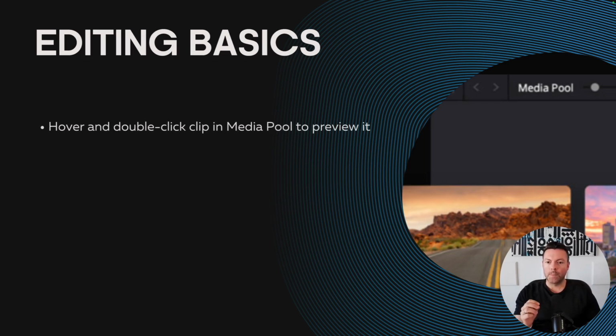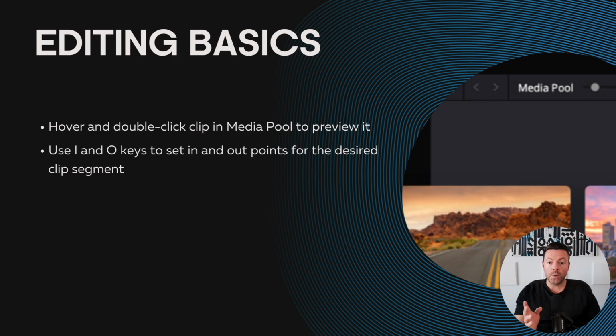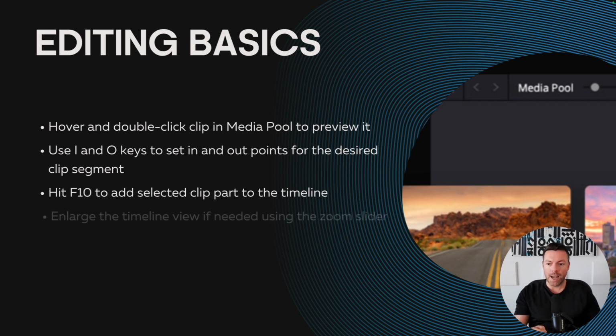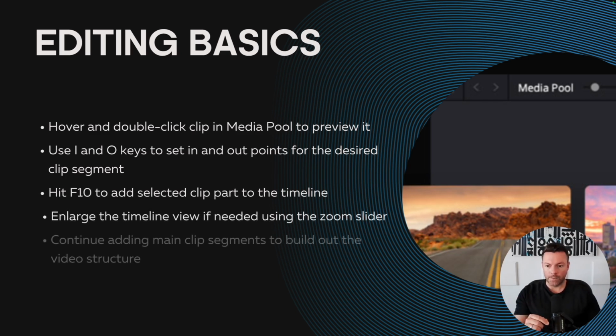Okay, let's talk about some editing basics now. So you want to hover and double click in media pool to preview the video. Use I and O keys to set in and out points for the desired clip segment. Hit F10 to add selected clip part to the timeline, and enlarge the timeline view if needed using the zoom slider. Okay, continue adding main clip segments to build out the video structure as well.